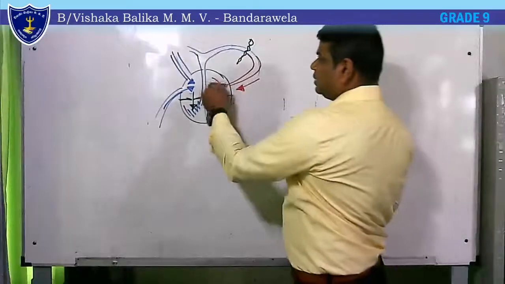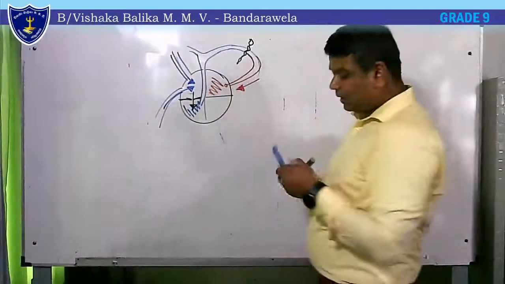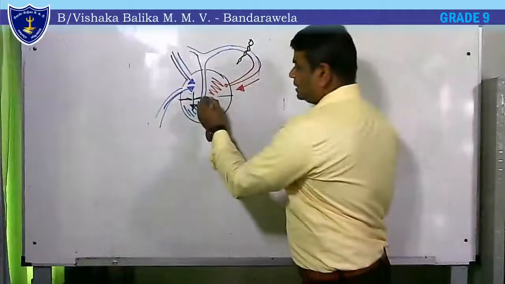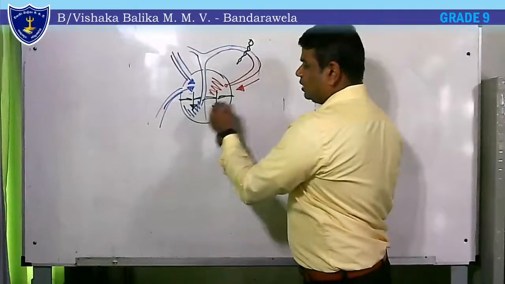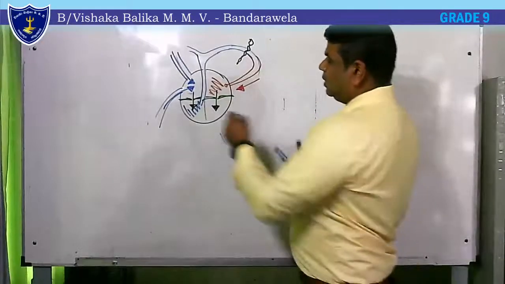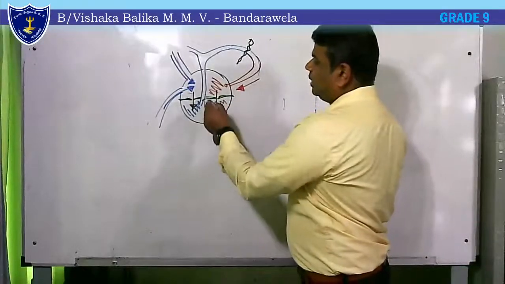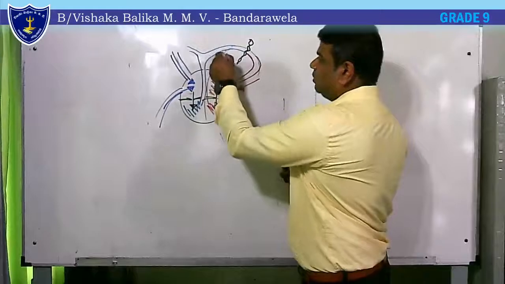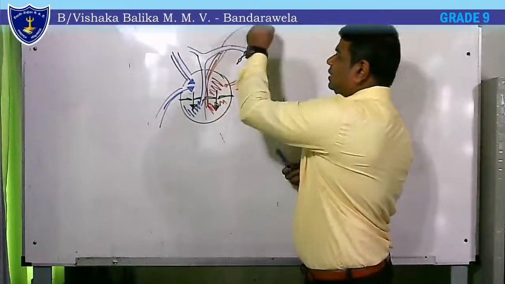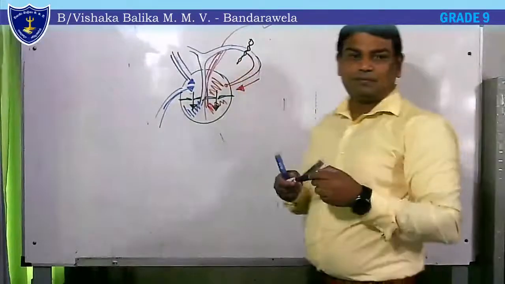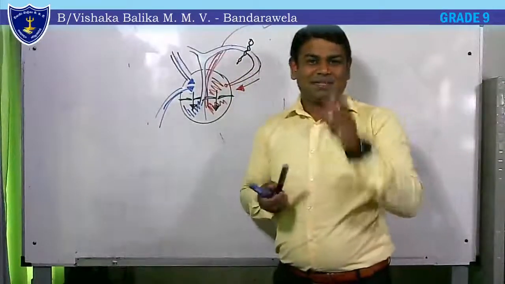Now oxygen rich blood comes to here. Again there is a valve on this side. Through this valve it goes down, and now that blood must be transported out to the body parts. There is another tube leaving here to the body parts. So this is the basic structure.